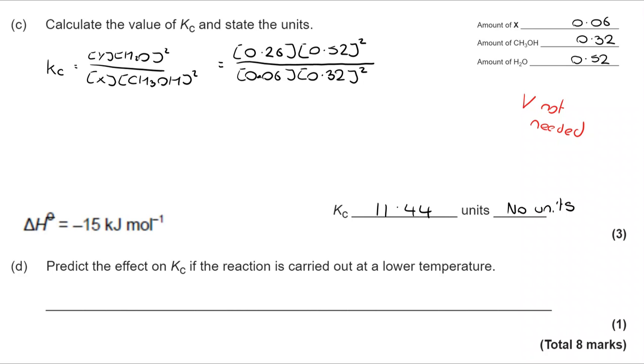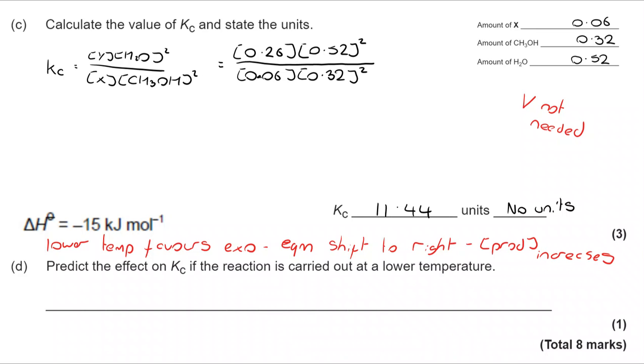Now for part D, we have the enthalpy change that was given right at the beginning of the question that I've brought over again. Predict the effect on Kc if the reaction is carried out at a lower temperature. Now this is a one-word answer, but I'm going to go through the explanation that underpins it. In the first instance, we know that a lower temperature will favour the exothermic reaction. And we know the forward reaction is exothermic, because the delta H is negative 15. So that means at a lower temperature, the equilibrium shifts to the right.